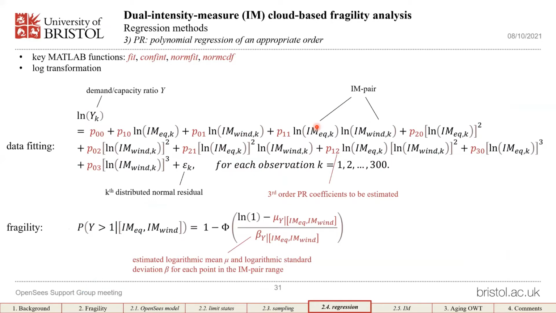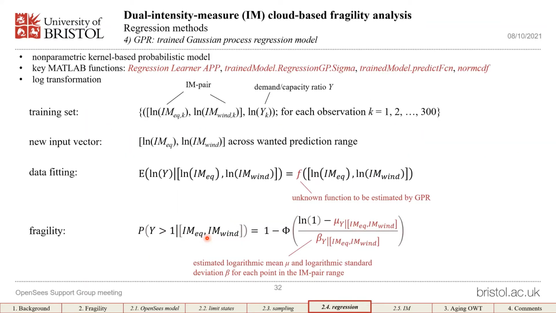The third regression method is the polynomial regression, or the PR method. The idea of the PR method is identical to those presented for the linear regression model. Only this time, the data will be fitted by this nonlinear polynomial equation rather than the linear equation, obviously. So the fitted surface is no longer a flat plane, but a curved surface this time. And similarly, this curved surface will come with the associated information of logarithmic mean, mu, and the logarithmic standard deviation, beta. So the fragility can be calculated based on this standard equation.